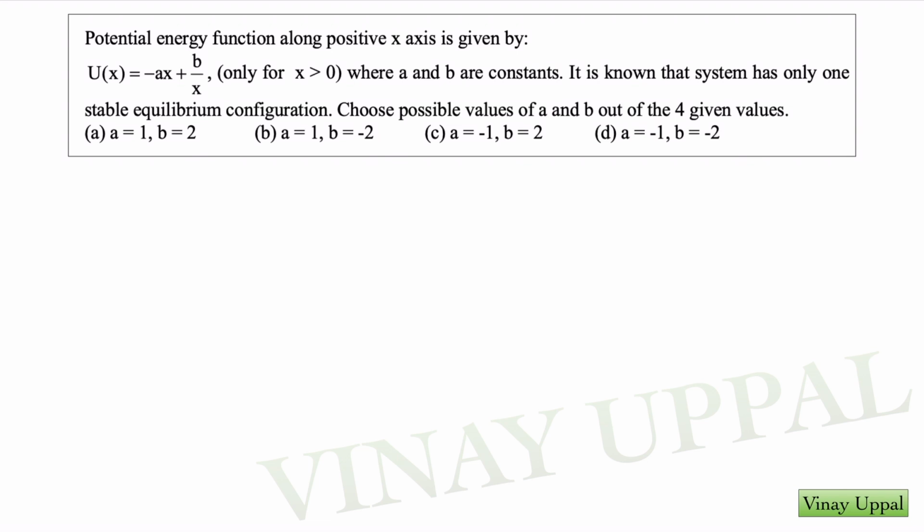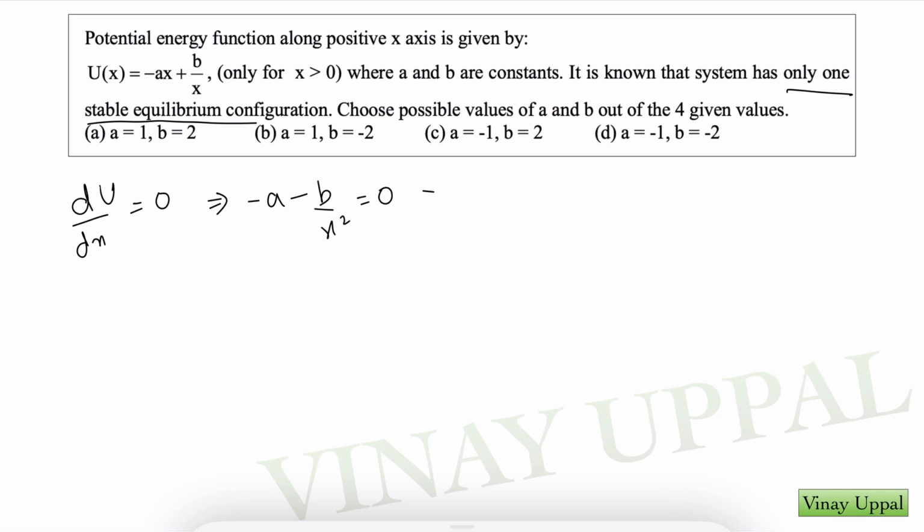So if you want, you can pause the video and give it a try, then you can take a look at my solution and see if you've gotten it correct. Okay, so the question says that there is one stable equilibrium configuration. So stable equilibrium means the minimum of potential energy, so the derivative has to be 0. Since the potential energy is given by -ax + b/x, the derivative would be -a - b/x², which should be 0. So I'll get the value of x² as -b/a.